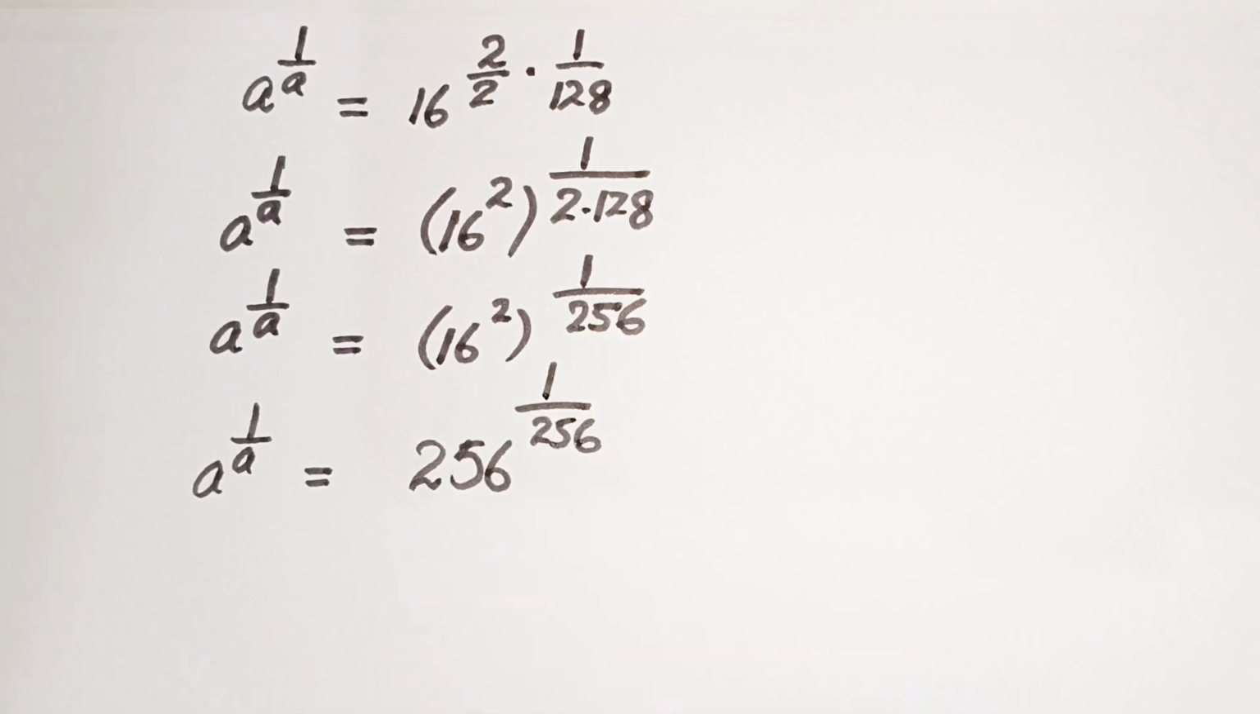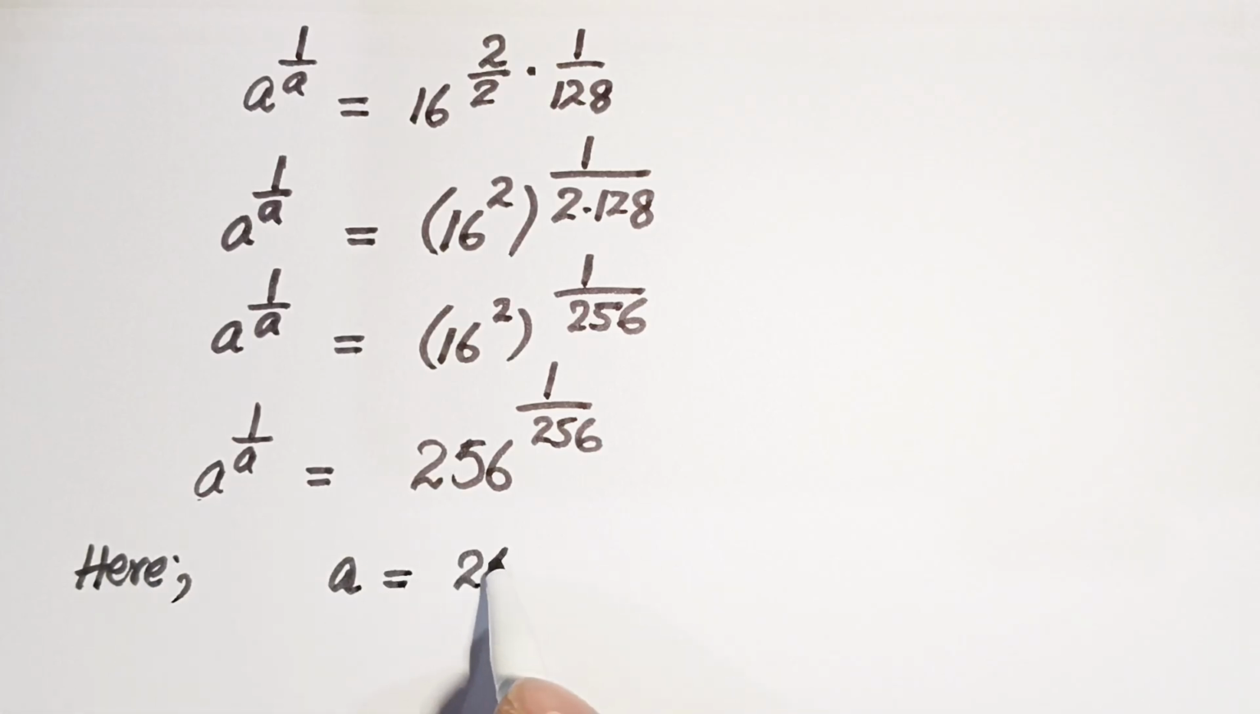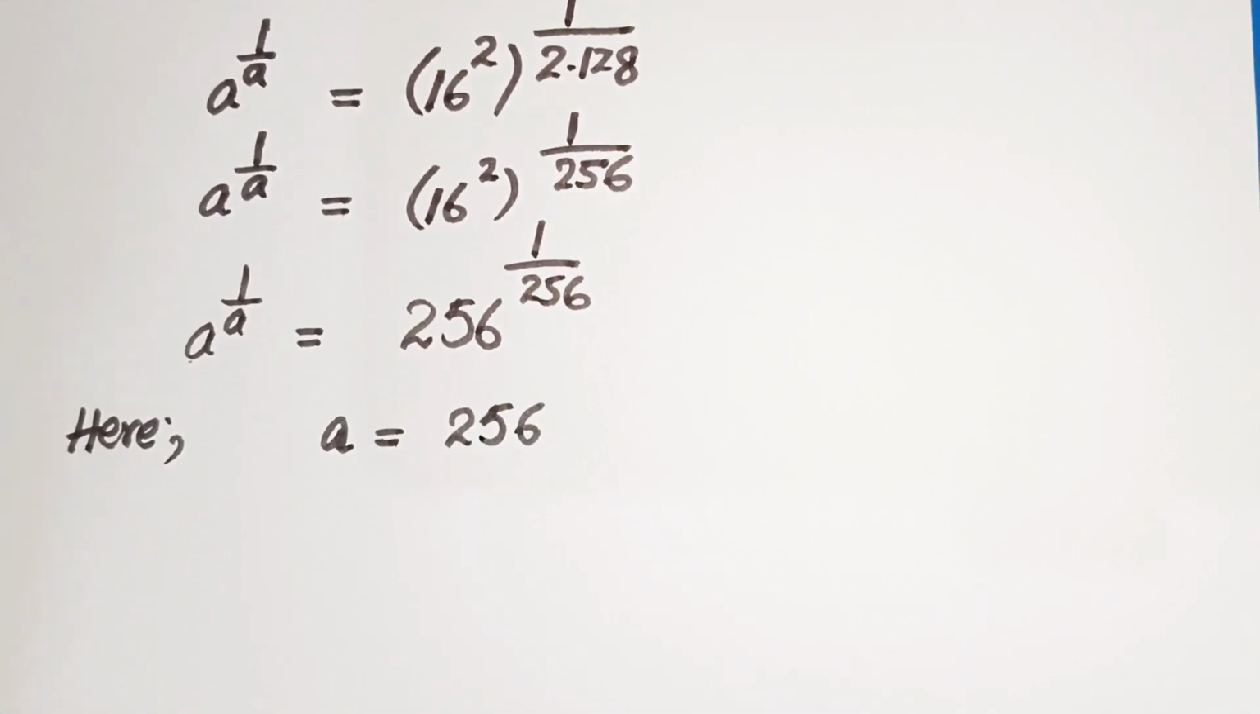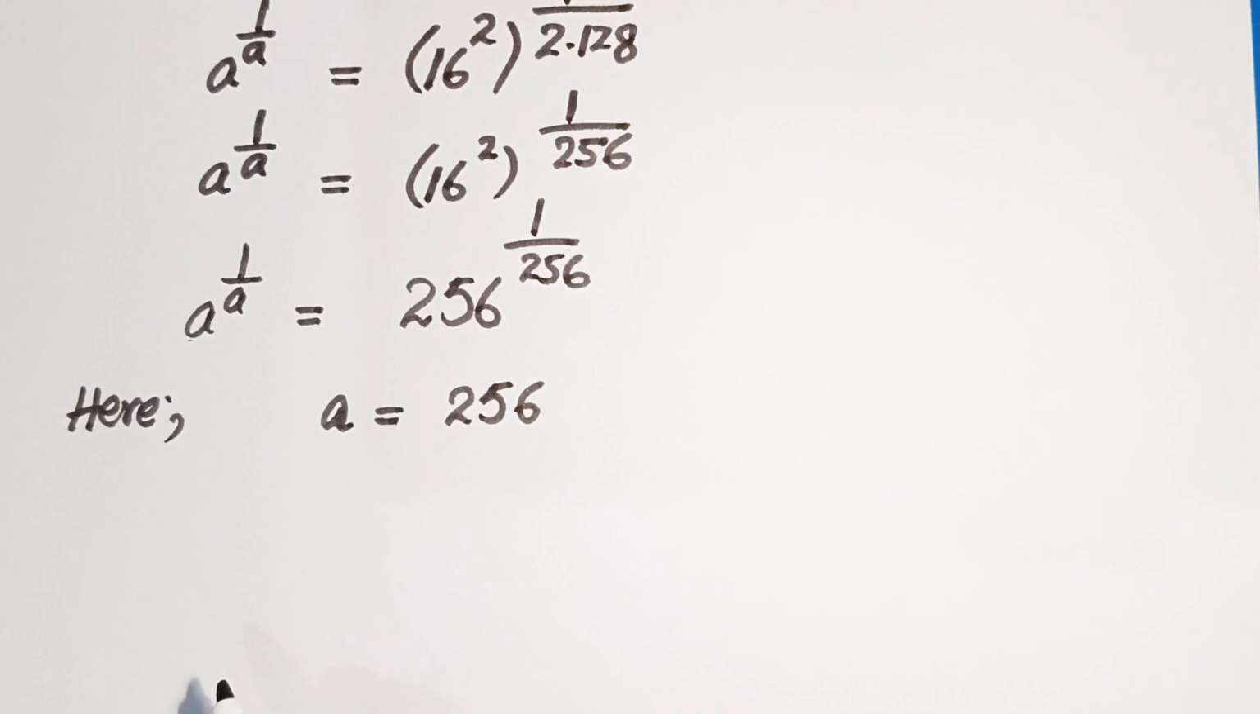Now if we compare base and exponent on both hand sides, then we have that a is equal to 256. A is equal to 256. Now we have to just recall our equation 1.